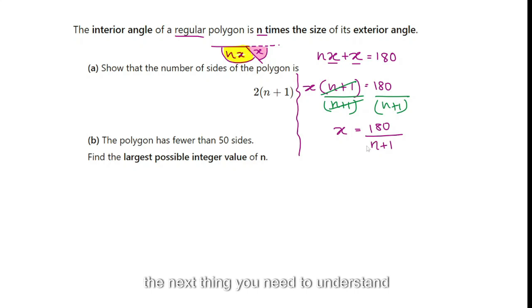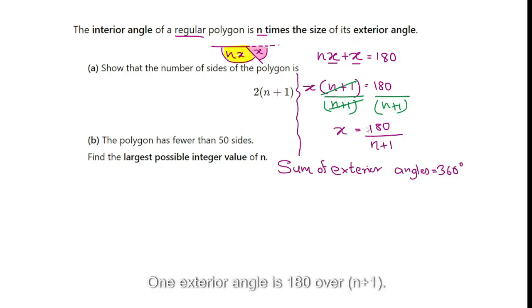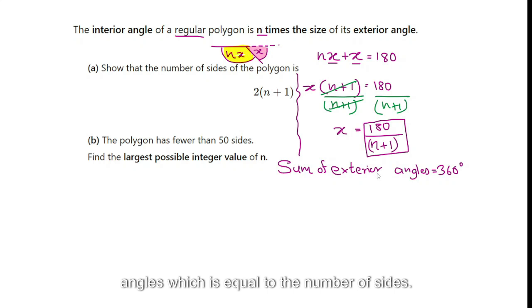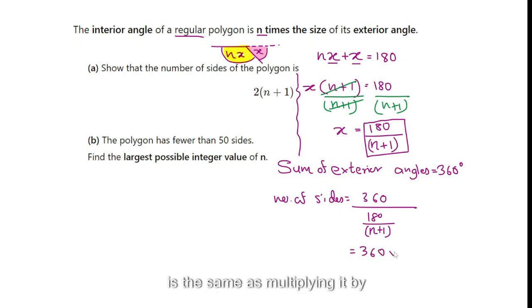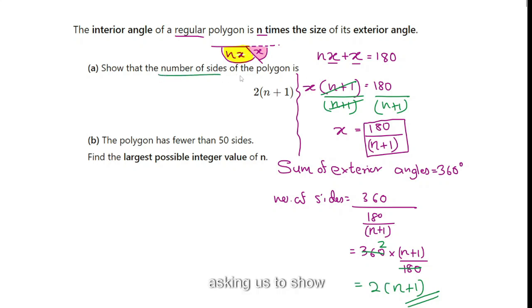Now, the next thing you need to understand is that the sum of exterior angles is 360 degrees. One exterior angle is 180 over n + 1. Now I need to find the number of exterior angles, which is equal to the number of sides. To do that, we divide 360 by 180 over n + 1. Now I can apply keep, flip, change. So 360 divided by this fraction is the same as multiplying it by the reciprocal of this fraction. Now I can clearly see 360 divided by 180 is 2. So 2(n + 1) is the number of sides, and that's exactly what the question is asking us to show. It's a good question.